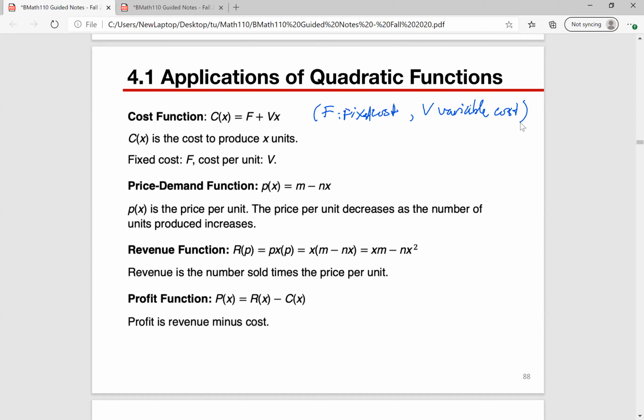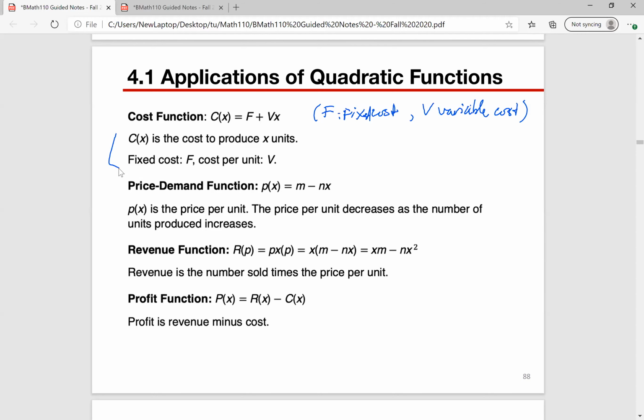And then we also want to learn about the price demand function, P of x equals M minus Nx. And P of x is a price per unit. The price per unit decreases as the number of units produced increases. Usually in real life, in order to get a lower price, you have to buy more. So that's the reason why you say price decreases when the number of units increases.